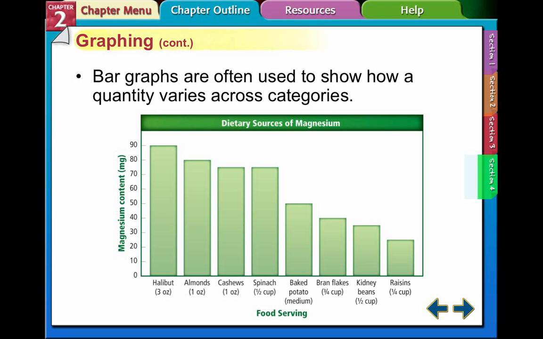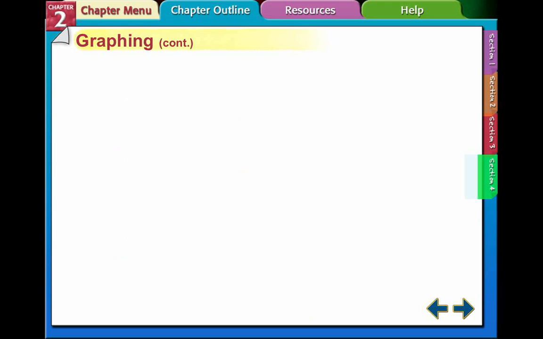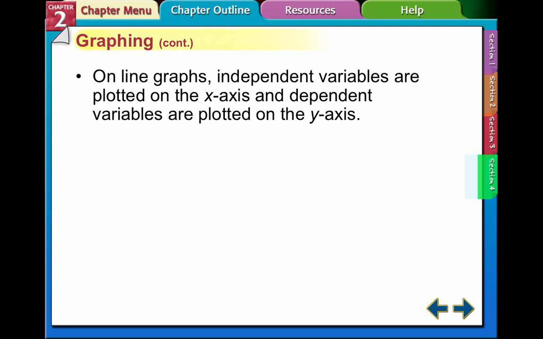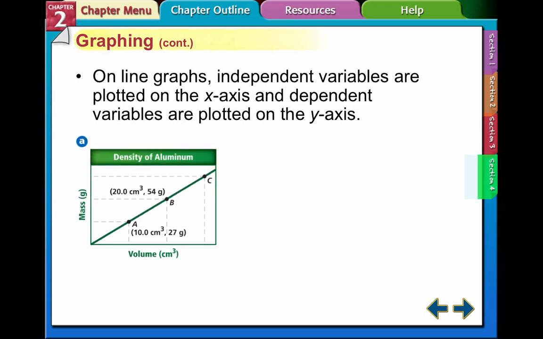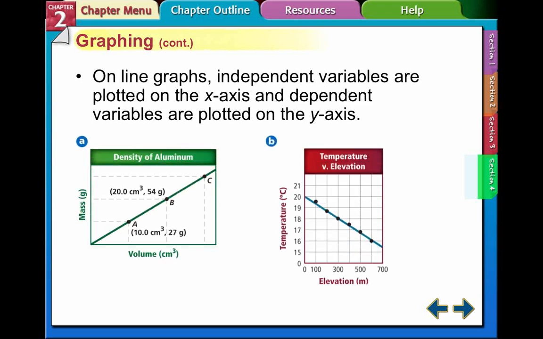Bar graphs are often used to show how quantities vary across categories. Line graphs usually are over time, so if you're taking data over time, that's when you use a line graph. The independent variable goes on the x-axis, and the dependent variable goes on the y-axis. You can see two examples here.